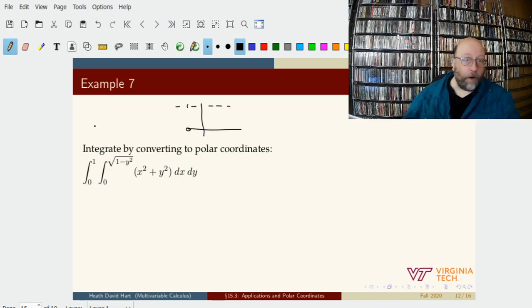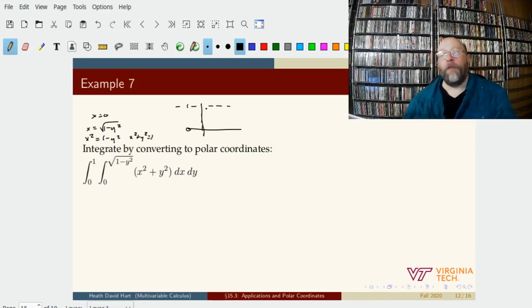And the x coordinate goes from 0, which is over here, to x equals the square root of 1 minus y squared, which is x squared equals 1 minus y squared, which is x squared plus y squared equals 1. Well, that's a circle of radius 1, but it's only the first quadrant of the circle because we're stopping at y equals 0 and not going down to the negative quadrant. And we're stopping at x equals 0, so we're not going over here to quadrant 2 either. So just the first quarter circle here.